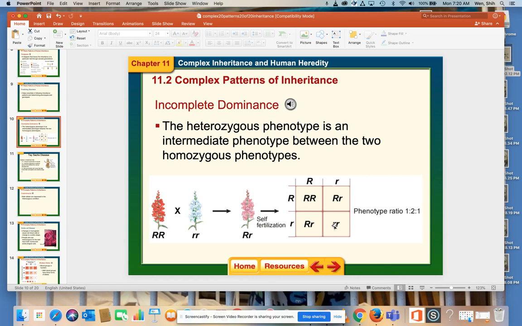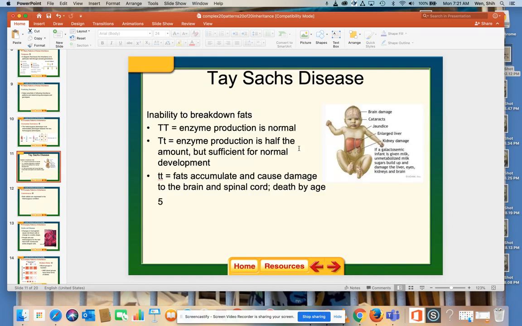What you'll also notice is that the genotypic ratio is also going to be a 1 to 2 to 1. So you have one big R big R, two big R little r, and one little r little r. Now, in humans, Tay-Sachs disease can exhibit this incomplete dominance. So Tay-Sachs is the inability to break down fats.